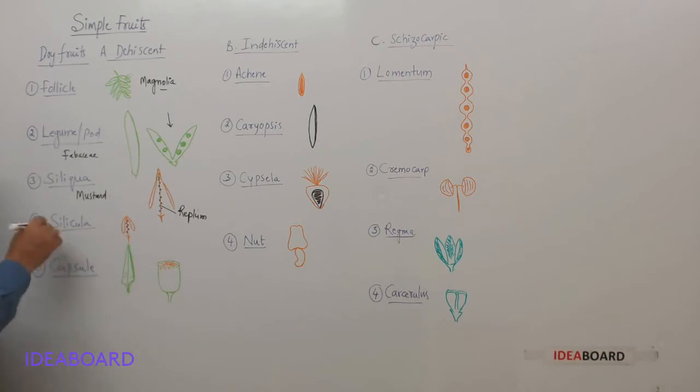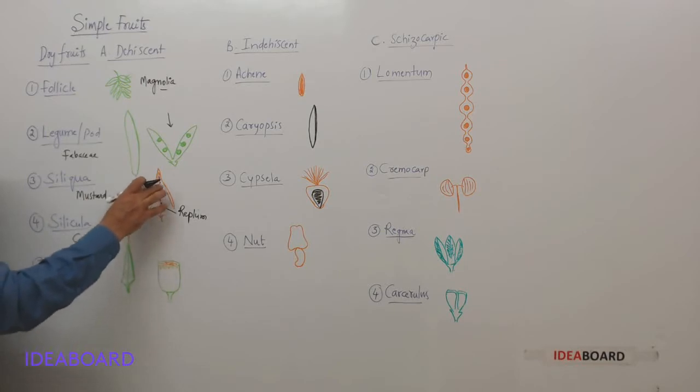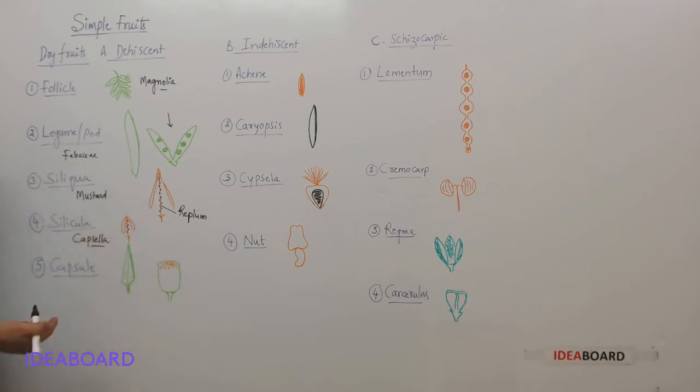So mustard, and a variation of the siliqua is silicula, and this you will find in the Brassicaceae family. Only thing is that it is a short siliqua. So you can see the size here. The siliqua is long with many seeds, and the silicula is short with few seeds. So you can call the few seeded siliqua a silicula.